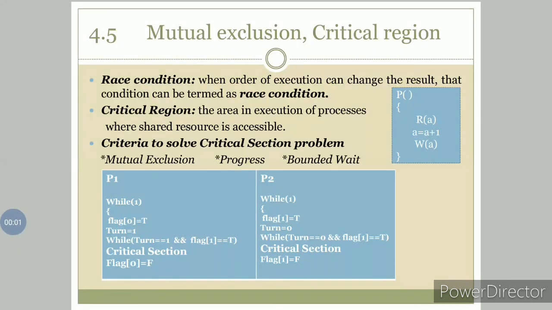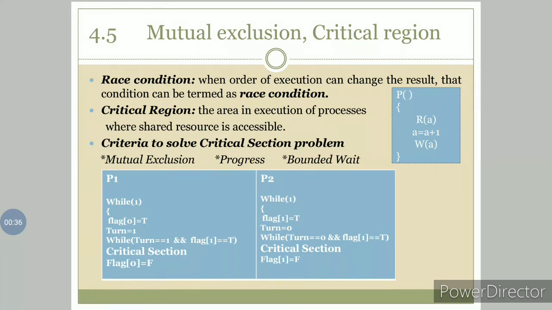Next is the criteria to solve the critical section problem. Earlier we have seen that whenever we talk about shareable resources, there is a problem. In order to solve those kinds of problems, we have criteria: mutual exclusion, progress, and bounded wait. Mutual exclusion means each process executes one at a time on a resource. If process P1 is executing a shareable resource, process P2 cannot demand the same resource. That is mutual exclusion.